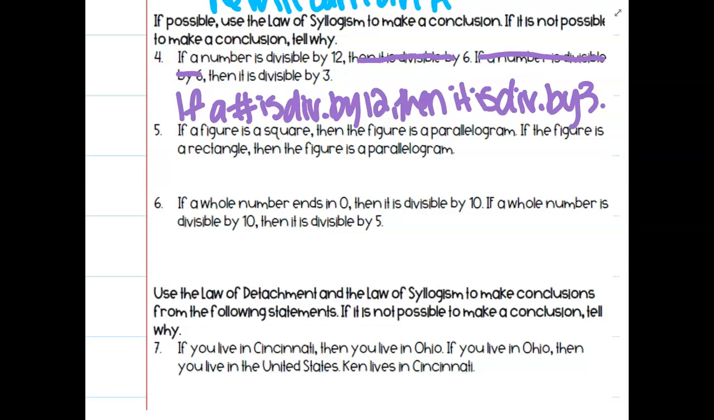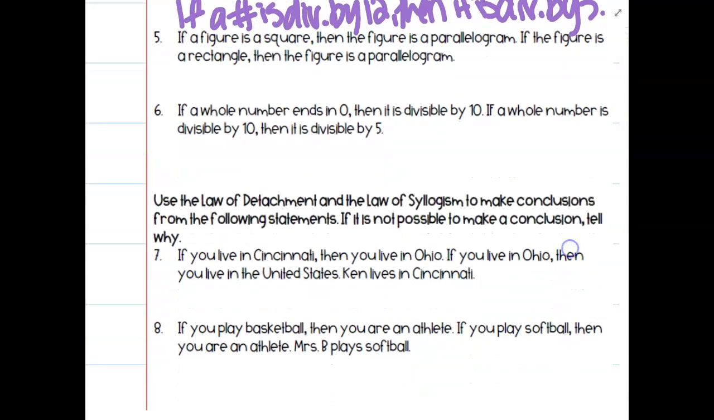Okay, but the big thing, those middle statements have to be the same thing. The conclusion of one has to be the hypothesis of the other. Okay? So number 5 says, if a figure is a square, then the figure is a parallelogram. If the figure is a rectangle, then the figure is a parallelogram. Remember, the conclusion of one has to be the hypothesis of the other. Is that true for this one?